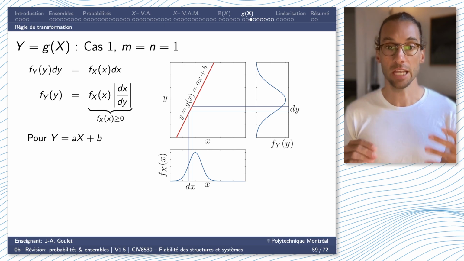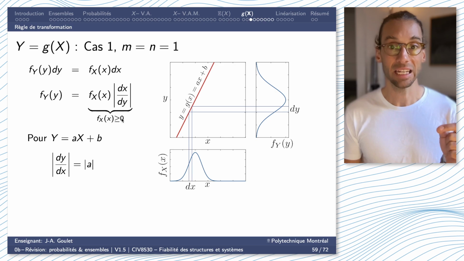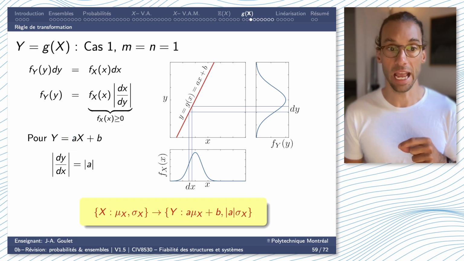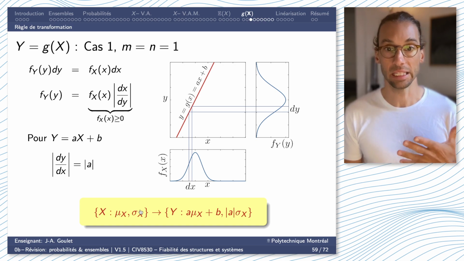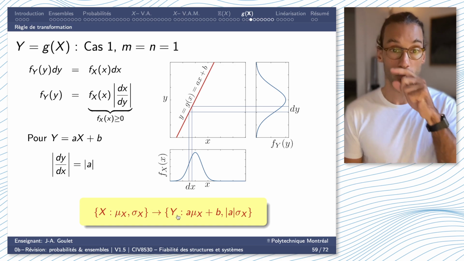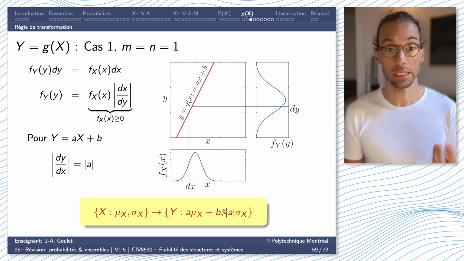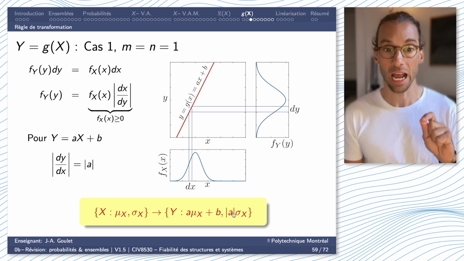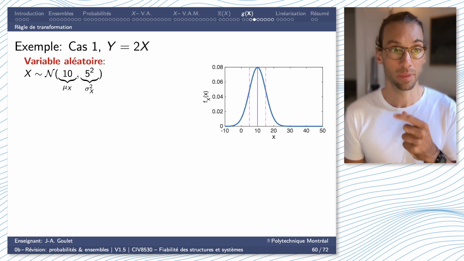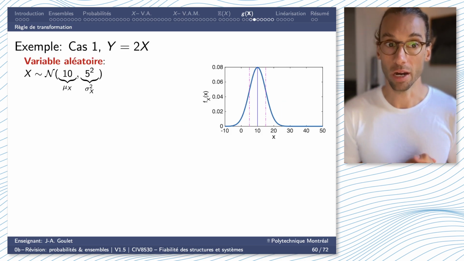So for the generic case where y equals ax plus b, where a and b are constants, I can define my dy/dx in absolute terms. I have simply the absolute value of my coefficient a here. So we can see that for x, if I know μx and σx, the mean and standard deviation, for y my output mean is simply going to be aμx plus b. My output standard deviation is going to be the absolute value of a times the standard deviation of my input x. So we're going to look more closely at where this comes from.